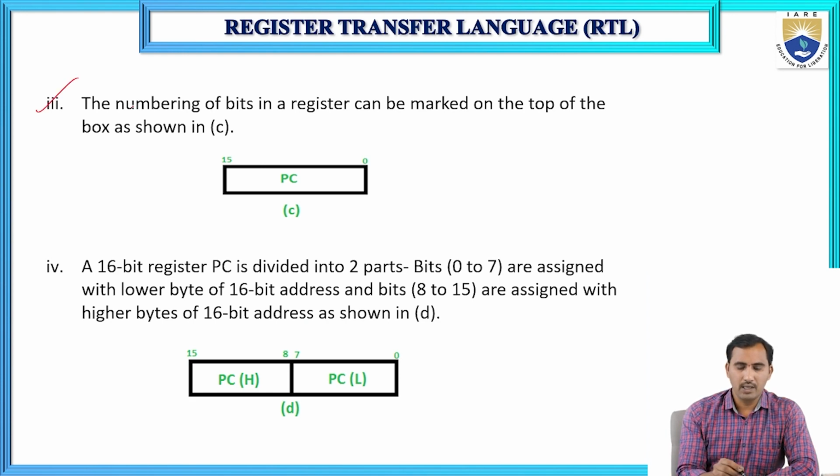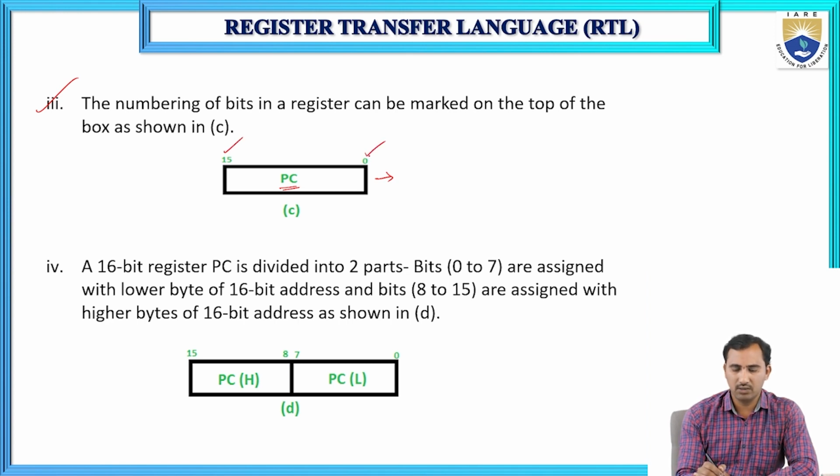So a total of 8 bits we can store, and we can represent it like this. The third one is that the numbering of bits in a register can be marked on top of the box. So its size can be represented on top of the box. For the program counter, which stores the address of the next instruction to be executed, the size is 16 bits. We always represent the size starting from 0, so 0 to 15, because it is a 16-bit register. So n minus 1, 16 minus 1, is 15. So 0 to 15.